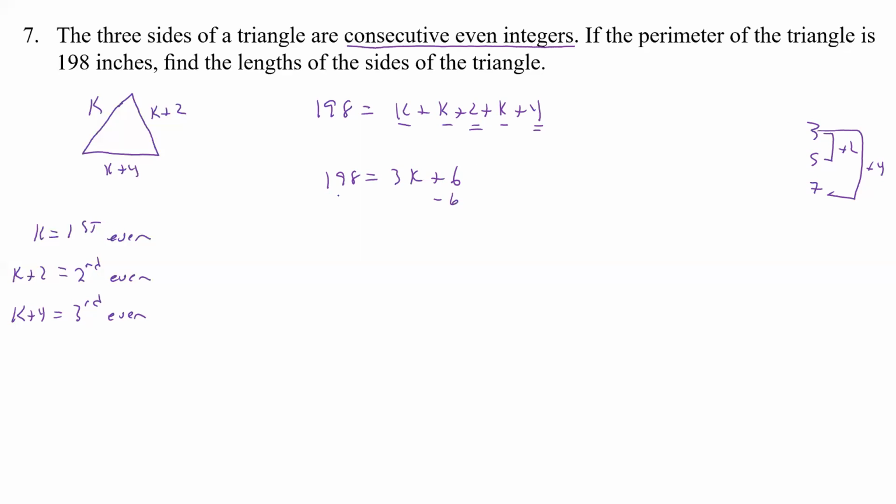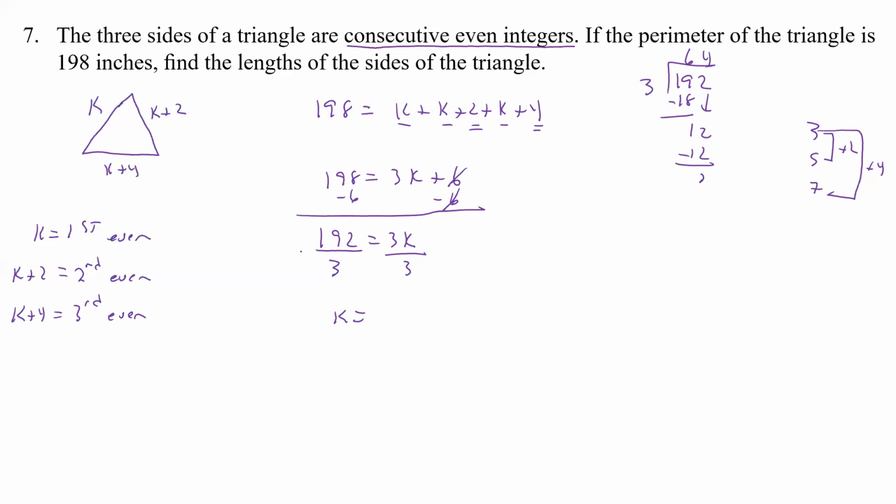Now let's subtract 6. Those are gone. So we get 192 equals 3k. 3 times k is that, so we have to divide by 3. So k is equal to what? Well, 192 divided by 3, that's going to be, let's see, 6 gives us 18. Subtract, we get 1. Bring down the 2, that's 4. That's 12. Subtract that, 0. So k is going to be 64, and our units is inches.